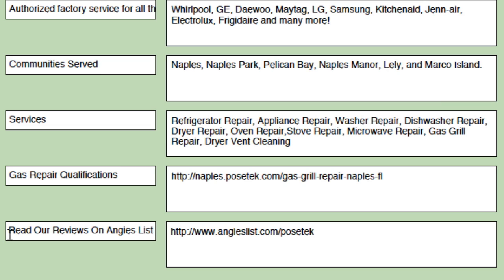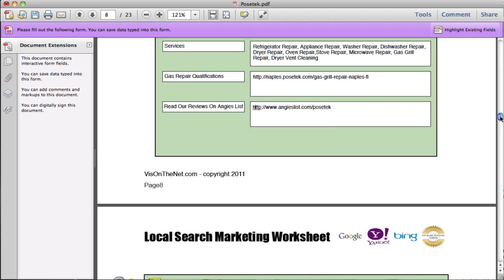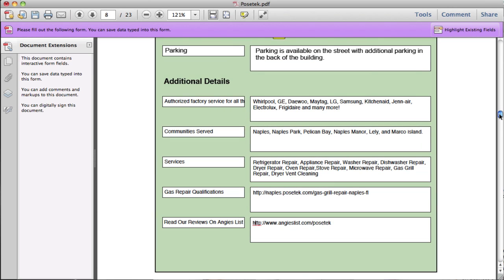If you do not have a lot of reviews on Google currently, this is just a little trick. It says read our reviews on Angie's List. So you can literally put a clickable link in Google that takes people to see your reviews on Angie's List. Pretty sweet. Okay, so that is how you fill out this information, and take your time with it.